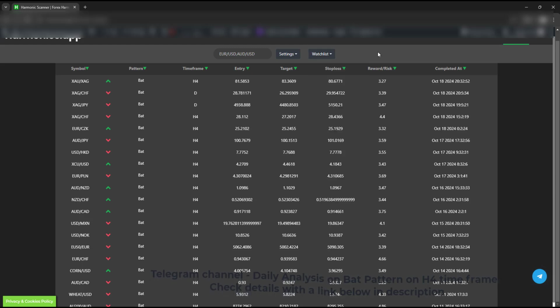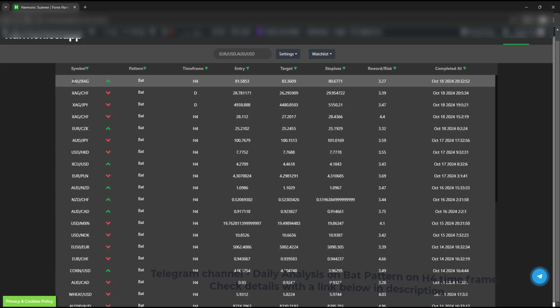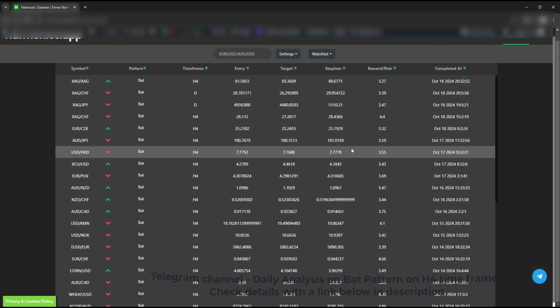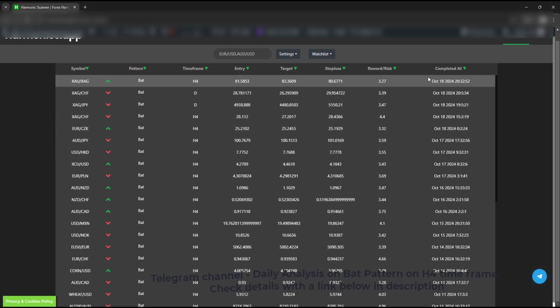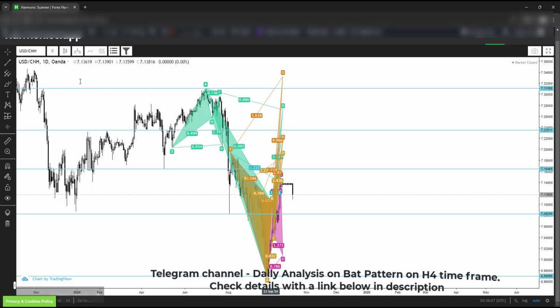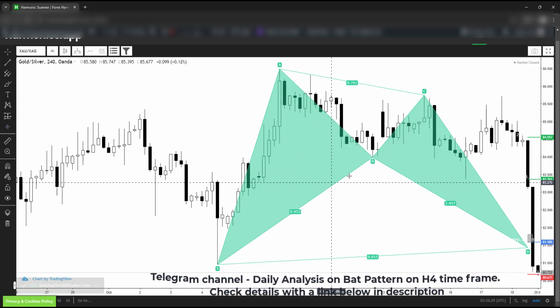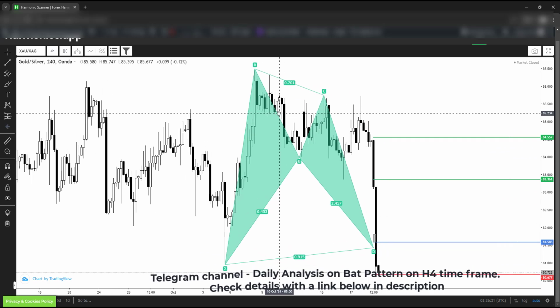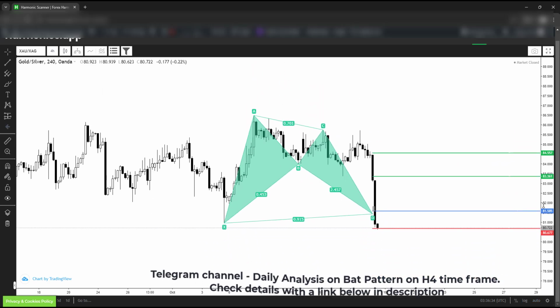So whenever the Harmonic App Scanner detects the pattern that you have defined on that symbol, on that time frame, you will get a notification and this pattern will be listed here. This table is populated with the last detected symbols in the first row here. So when a pattern has been detected, you get a link. When you click on the link inside the Telegram, you will be redirected here to the chart where you can see this pattern formed on the chart, so you can make your own analysis.